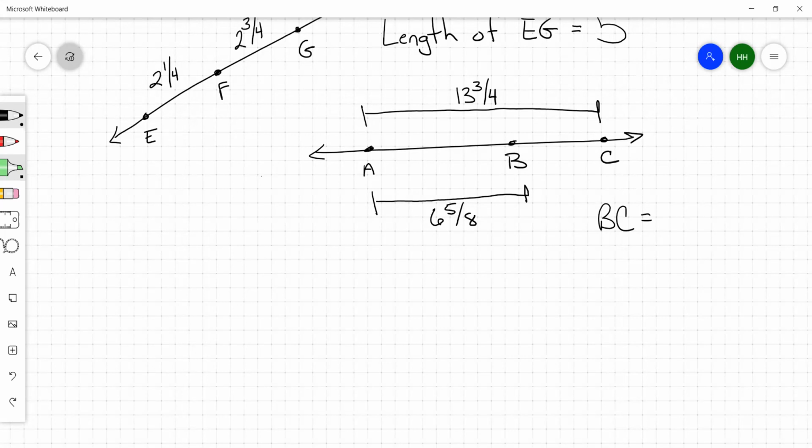So in your calculator, again, you take 13, fraction button, 3, fraction button, 4, and then minus 6, fraction button, 5, fraction button, 8, equals. Anybody do it? What you got? I got 7 1/8. Very good. I got 7 1/8.